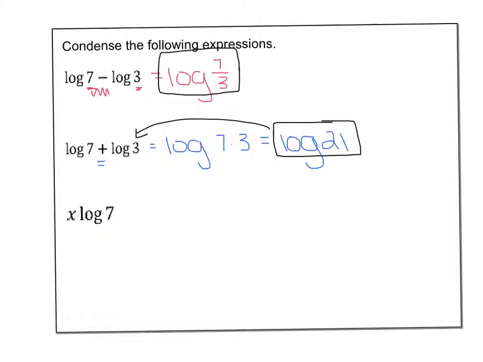In the last one, because I have this x out front, that x is going to be my exponent. So this changes into log of 7 to the x power. So these 6 examples with these properties were pretty basic examples. On your notes tomorrow, we'll do some that are a little bit more complicated to get you guys more used to using the properties.